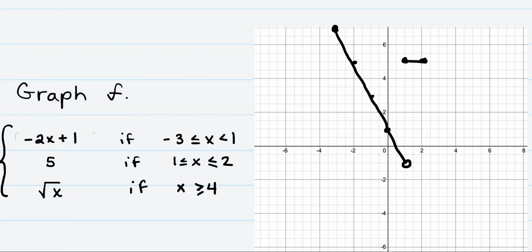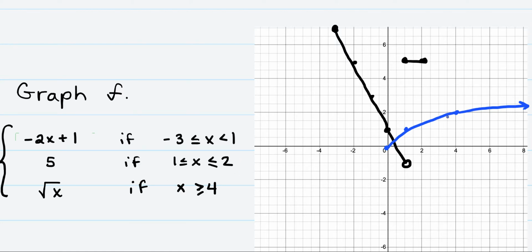Now we have one more piece of this graph. We need to take care of the square root function. So this is one of those functions you need to memorize. I'm going to do a few points to help you remember what it looks like. So we take the square root of 0, we go through 0, square root of 1 is 1, square root of 4 is 2. So the graph looks something like this, right? And it stops right here.